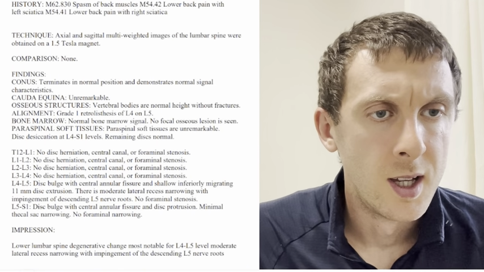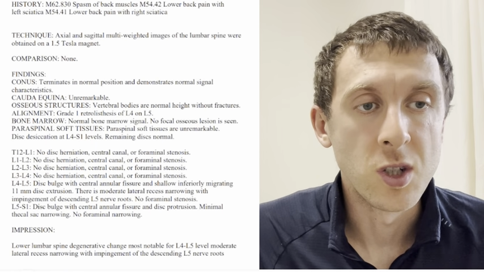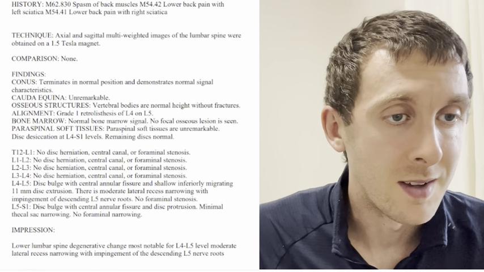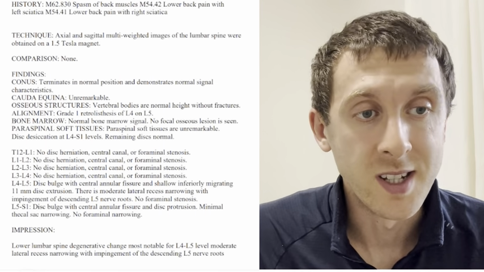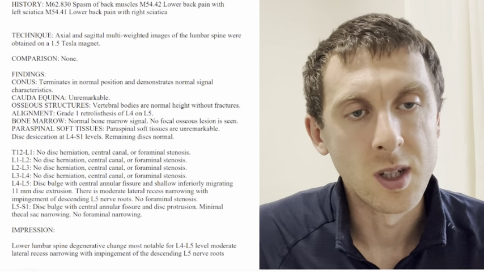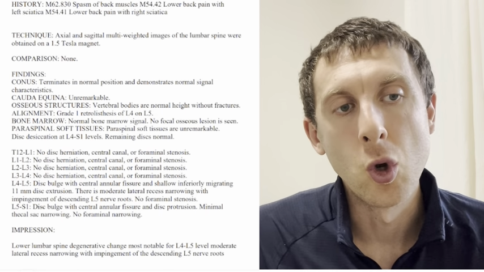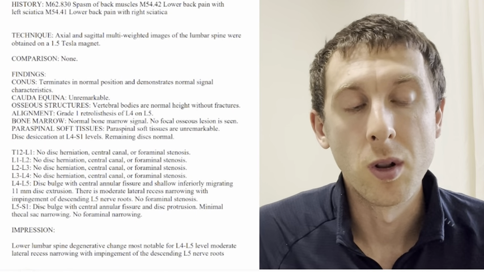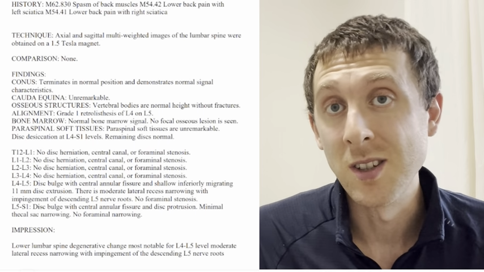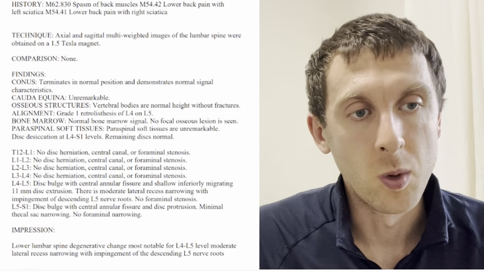So it says history. This is just trying to find out what the history of the individual's presentation is, what they're complaining of. So it says a spasm of back muscles, lower back pain with left sciatica, lower back pain with right sciatica. The technique is just how they are getting the images and the type of MRI that they're using. Comparison, there's none, so they have no comparison to look at if the MRI report looks better, same, or worse. This is likely the individual's first MRI, at least the first MRI that they've seen within the hospital or the jurisdiction where they did the MRI.